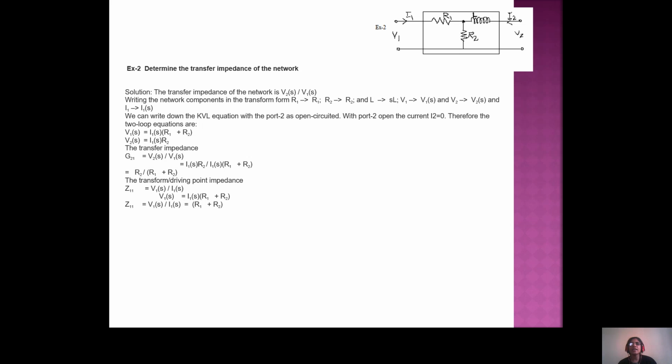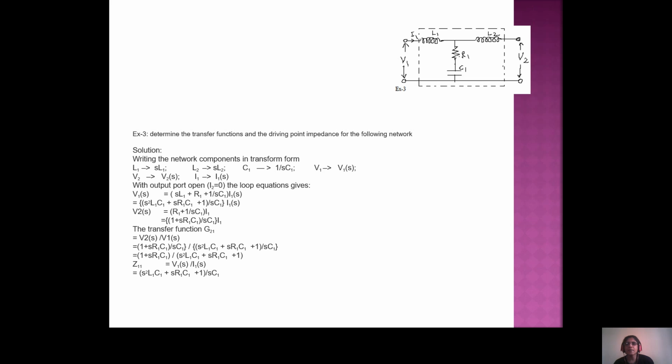Same thing, the driving point impedance Z11 is equal to V1 of S by I1 of S. So V1 of S is equal to I1 of S into R1 plus R2. So Z11 is equal to V1 of S by I1 of S is equal to R1 plus R2. Like that you have to find out the impedance parameters.